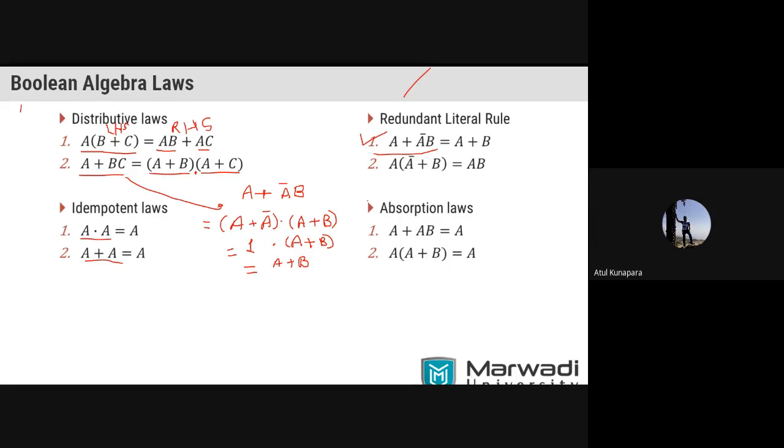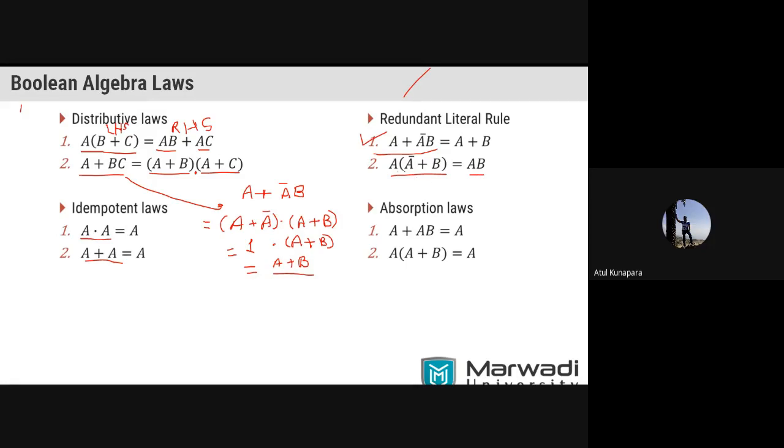That is called the redundant rule. It is just a name. Unless you remember the name, you remember the law. It's better that if it is A plus A bar B, it can be written equal to A plus B. Likewise, you can have this one also, that if you are having A AND operation with A bar plus B, then it can be written like A into B.